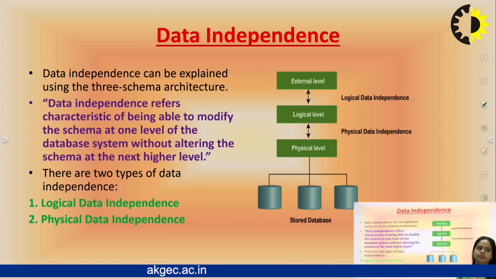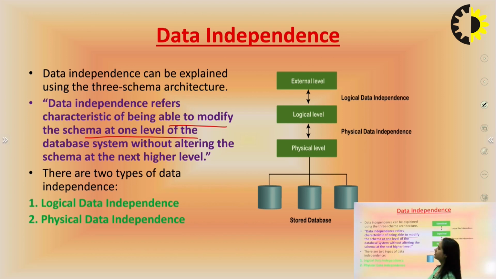Next terminology is data independence. What is data independence? Data independence refers to the characteristic of being able to modify the schema at one level of the database system without affecting the schema of the next higher level. This is known as data independence. If we want to make some changes in the structure of the physical level of a database, it should not affect the upper level of the schema. This is known as data independence.